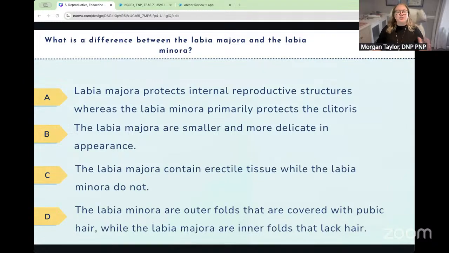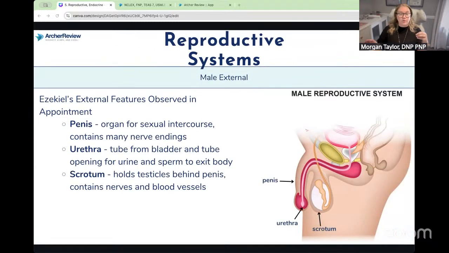That labia majora is protecting the internal structures. That's why it has fewer nerve endings. The minora is about protecting the clitoris. It forms that hood and extends down towards the urethra. Okay. Enough about the external. We've got a lot more going on inside, okay?